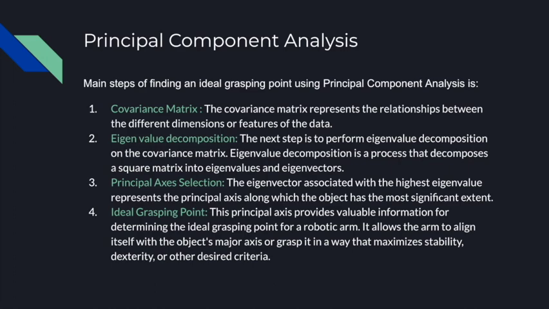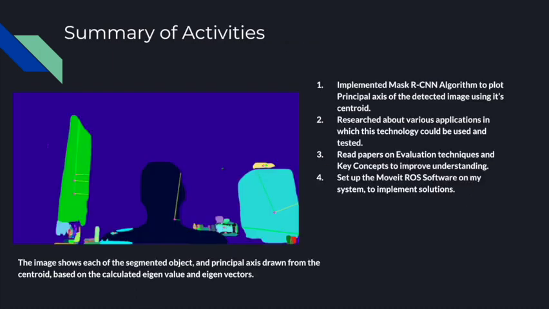Principal axis selection. The eigenvector associated with the highest eigenvalue represents the principal axis along which the object has the most significant extent. Ideal grasping point. This principal axis provides valuable information for determining the ideal grasping point for the robotic arm. It allows the arm to align itself with the object's major axis or grasp it in any way that maximizes stability, dexterity, or other desired criteria.